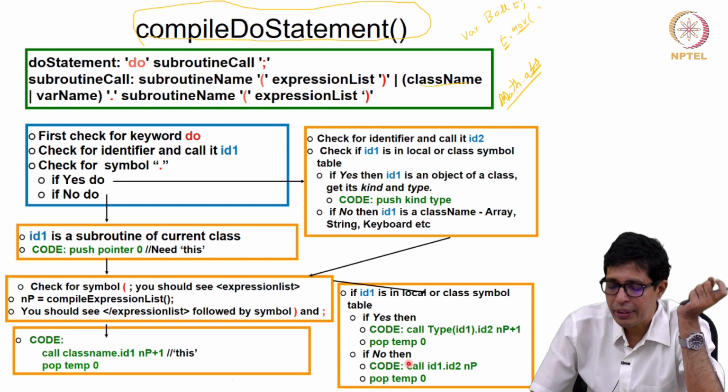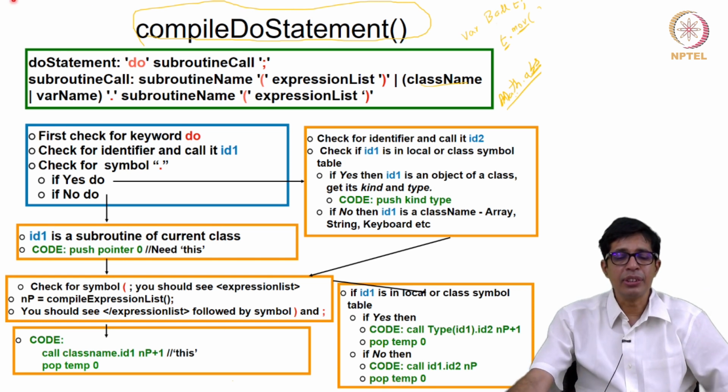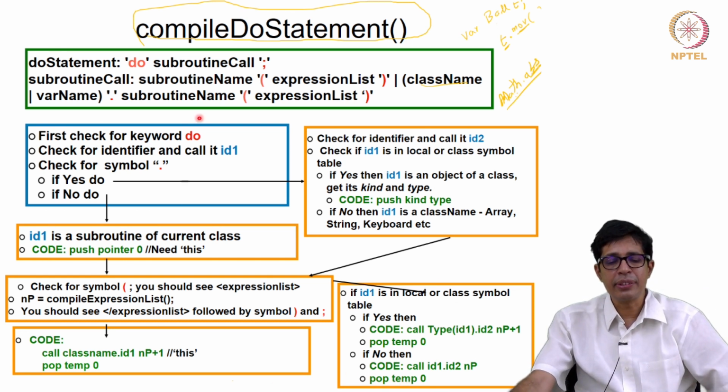If no, that means it is some math or array or keyboard, then you say call id1 dot id2. So call math dot abs and np, because in this case there is no need for pushing the kind type, and then pop temp 0. After it returns, you just have to do pop temp 0. So this is how we do this subroutine call, and this is how we compile the do statement.